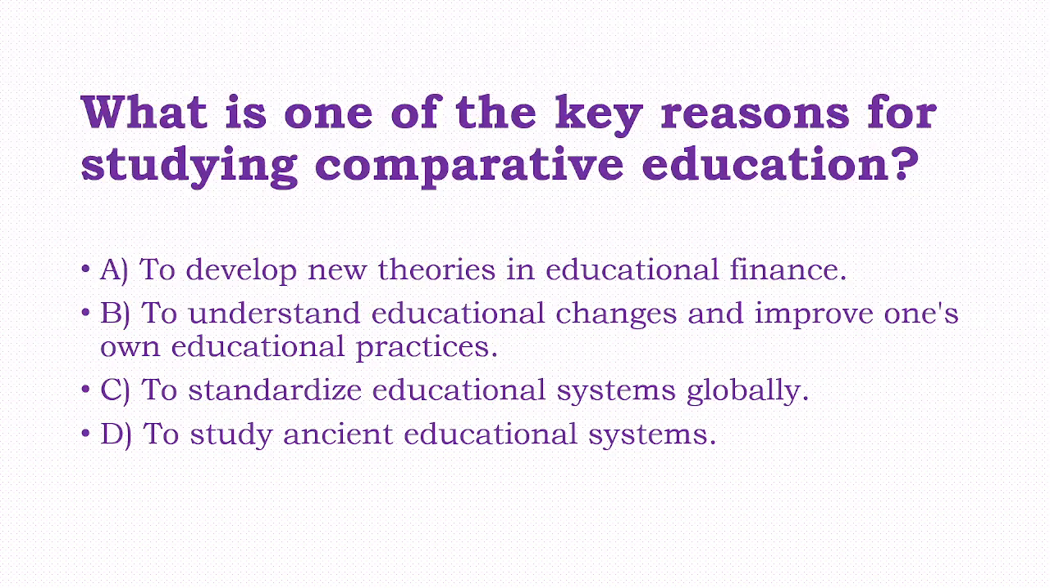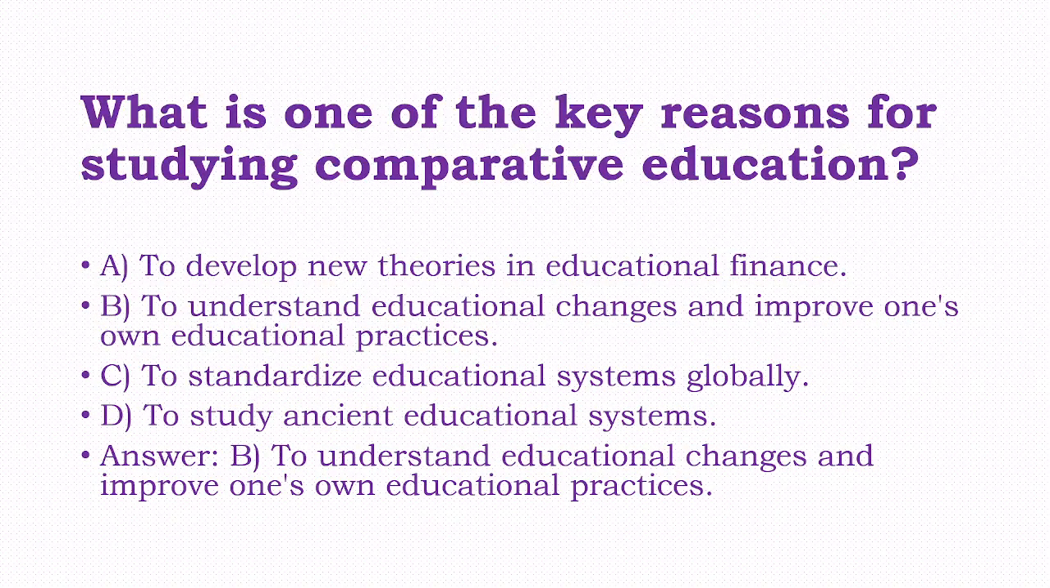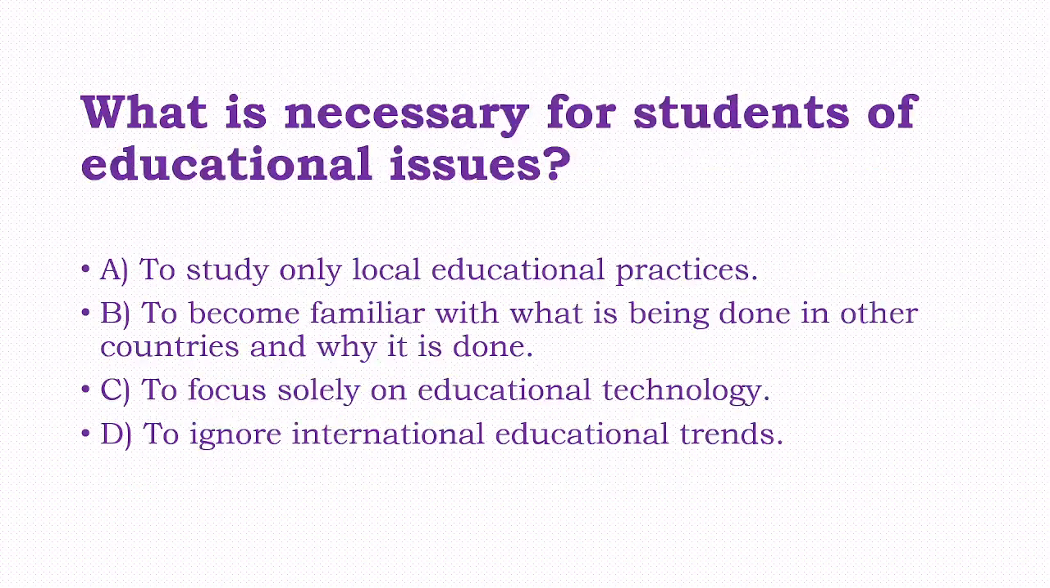What is one of the key reasons for studying comparative education? Options: A, to develop new theories in educational finance; B, to understand educational changes and improve one's own educational practices; C, to standardize educational systems globally; D, to study ancient educational systems. Answer of this question is option B, that is to understand educational changes and improve one's own educational practices.